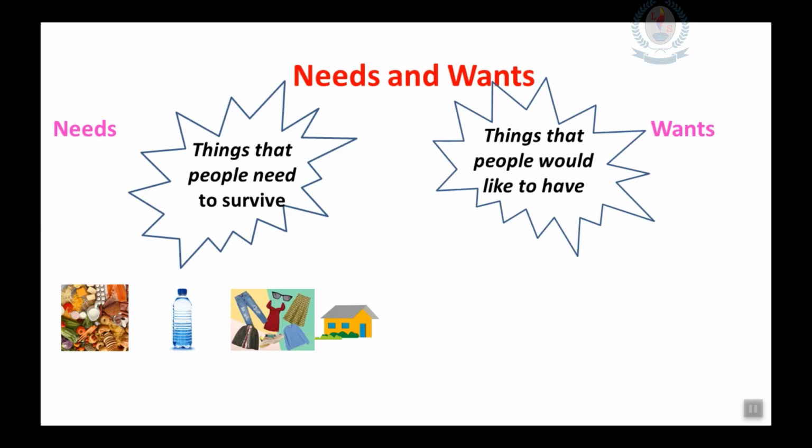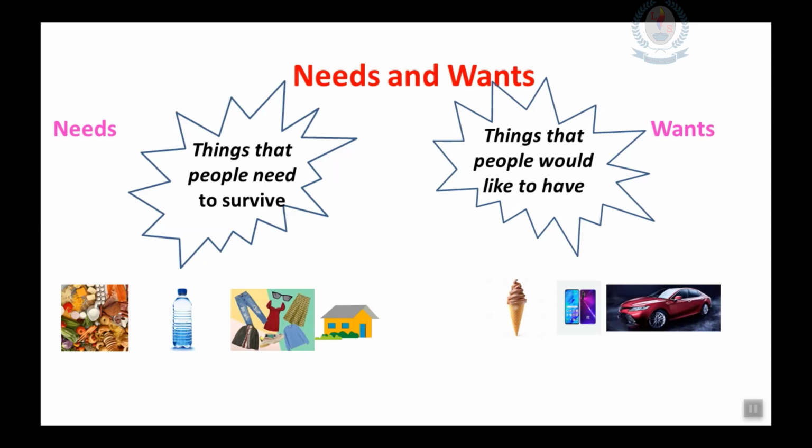Now moving on to the next part of this, wants. Wants means things that people would like to have. Wants are unlimited. We can have any number of wants. Ice cream, telephone, car, new pair of shoes. We can have any number of wants.